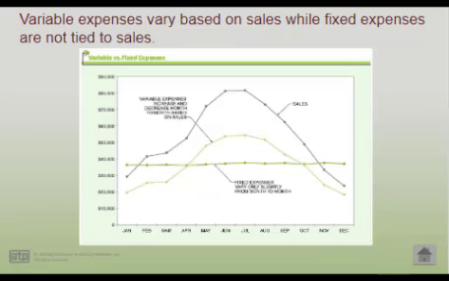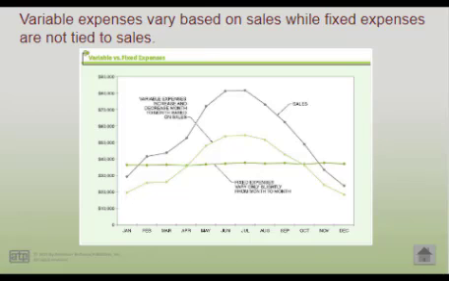A variable expense is an expense that increases or decreases based on the amount of sales. A fixed expense is an expense that does not vary based on the amount of sales. The cost of goods sold is a perfect example of a variable expense because there is a direct relationship between the amount of food and beverage an operation sells and the amount of food and beverage ingredients that it purchases.